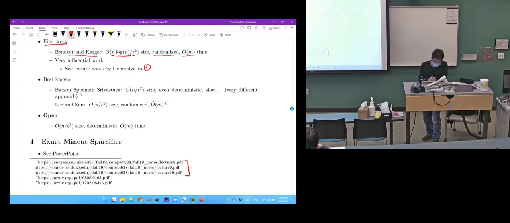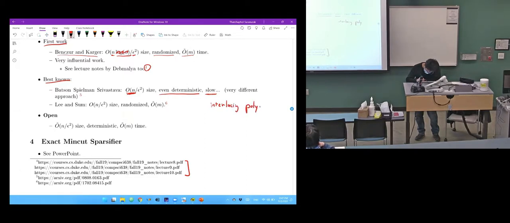But the best known bound, actually, you can shave even the log n here. You can get a linear number of edges. And this is even deterministic, but very slow. And the approach is super different. It's based on something called the interlacing polynomial technique.